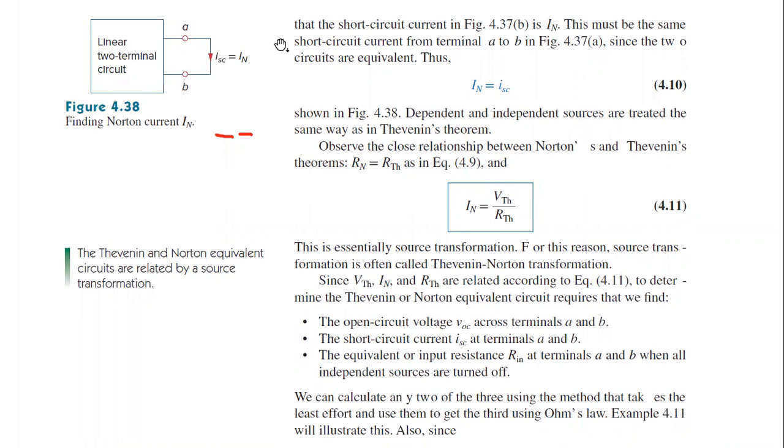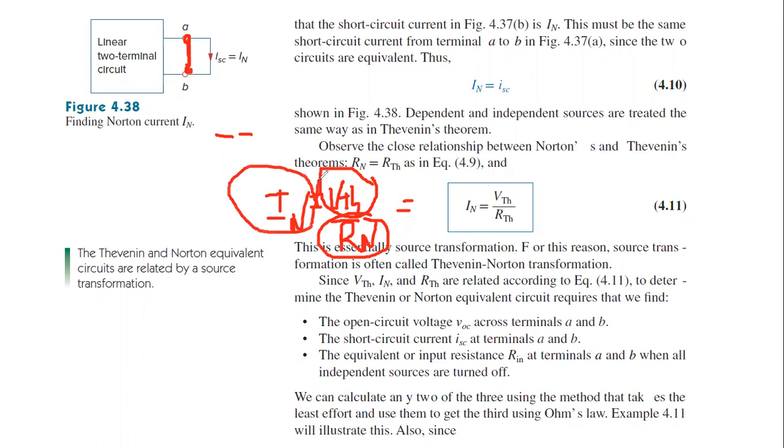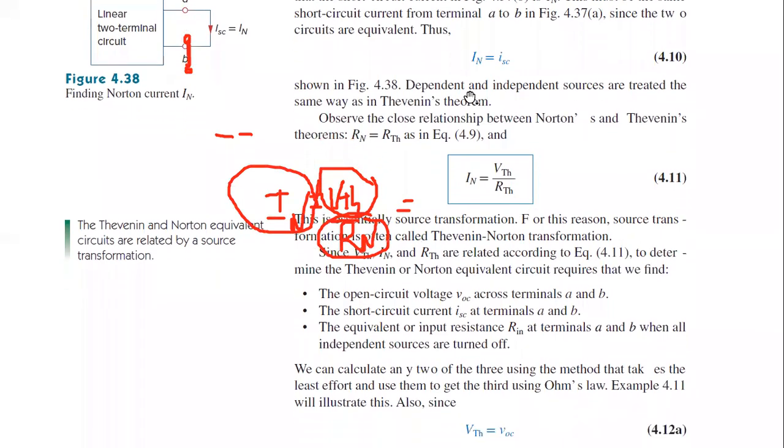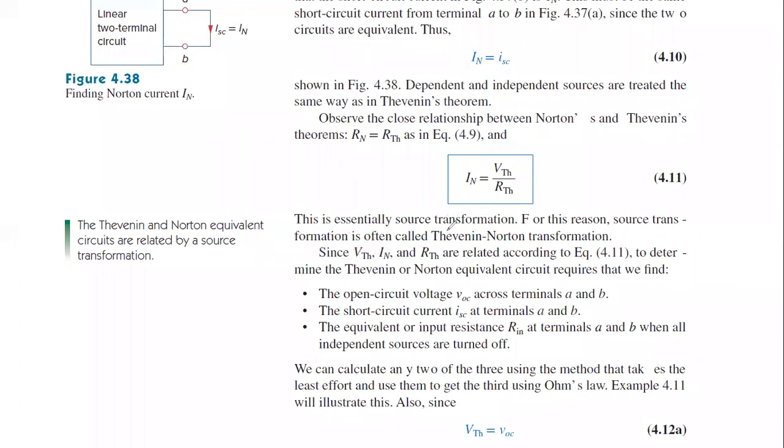Then for finding IN, how are you going to find it? IN is nothing but Vth by Rn. You can find the voltage across these terminals. Using that voltage, you can make this short circuit. You get IN by dividing Vth by Rn. This is the way of finding IN and Rn in the Thevenin equivalent circuit.